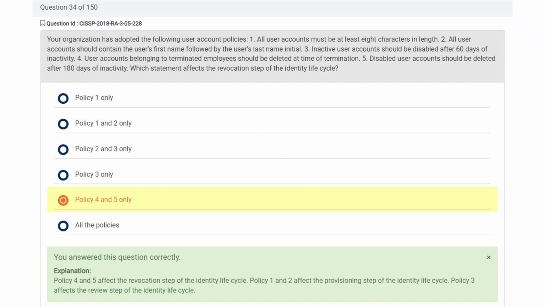Policy 4 and 5 affect the revocation step of the identity life cycle. Policy 1 and 2 affect the provisioning step of the identity life cycle, and policy 3 affects the review step of the identity life cycle.